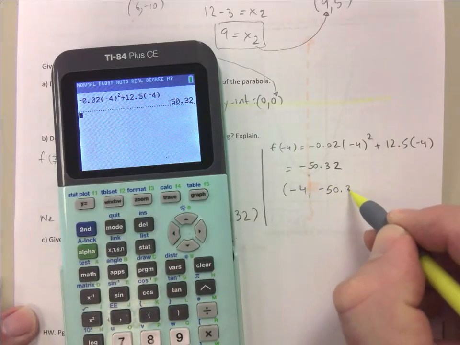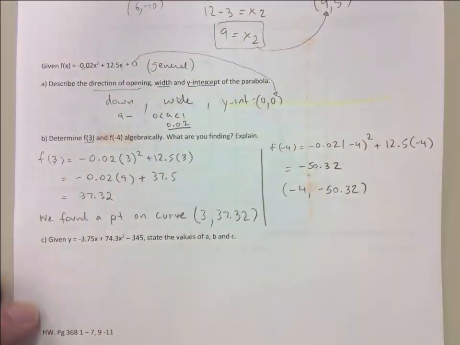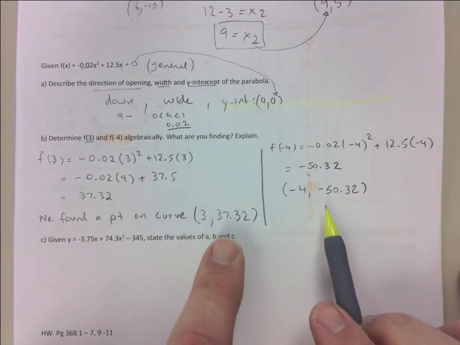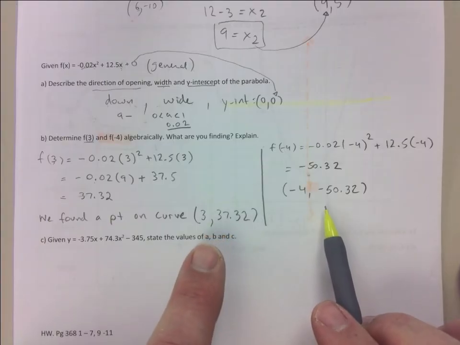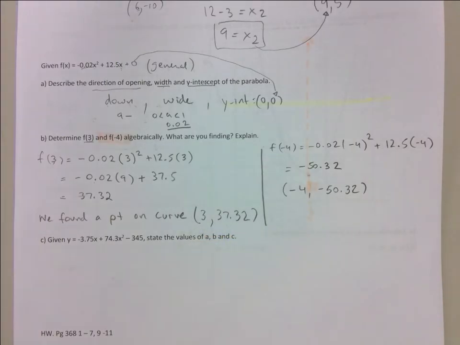So the point you found on this curve, we're still talking about the same curve, guys, you found 2 points. Technically, you could now plot these and connect them and have a parabola going. I would probably say find the vertex on top of it. Okay.